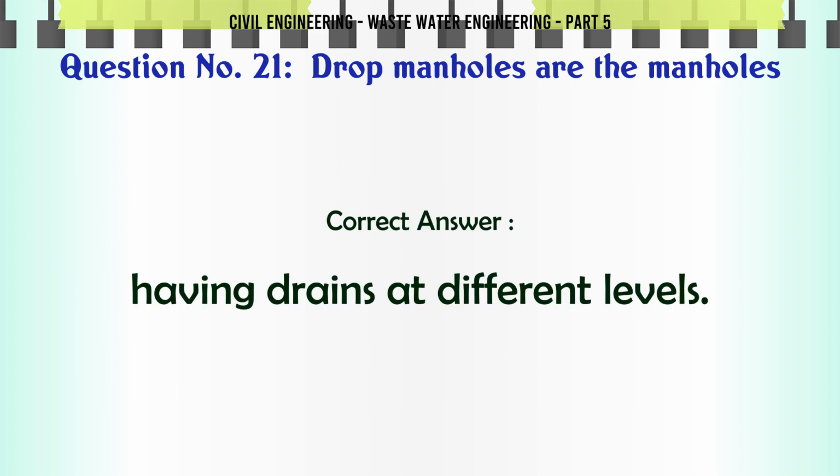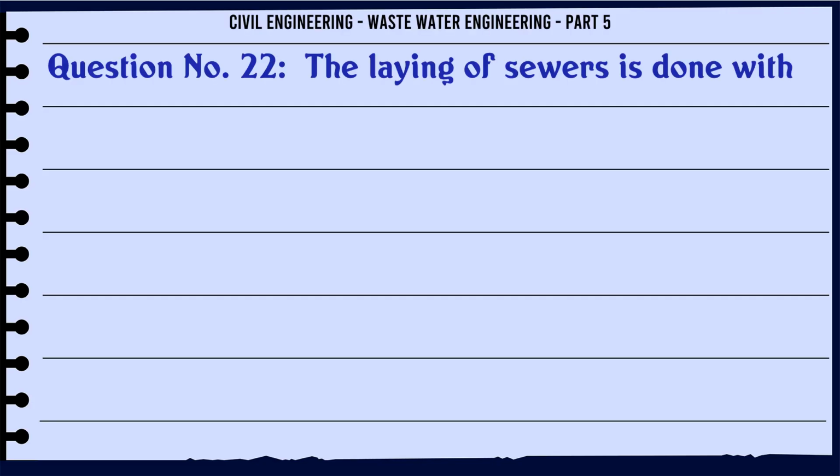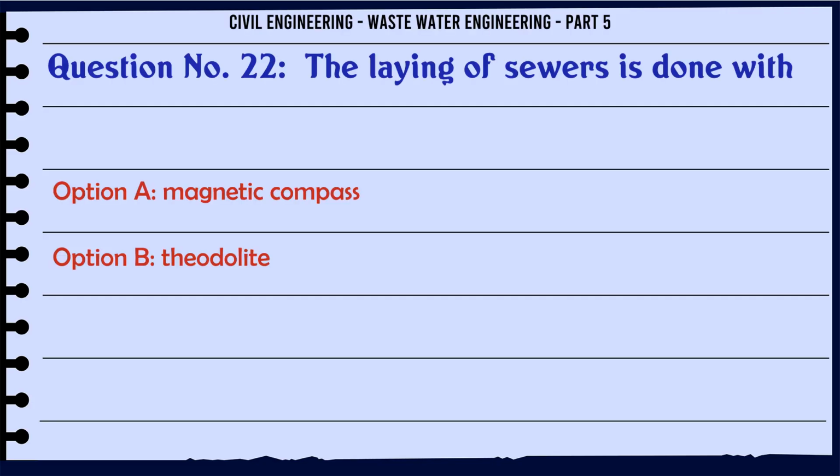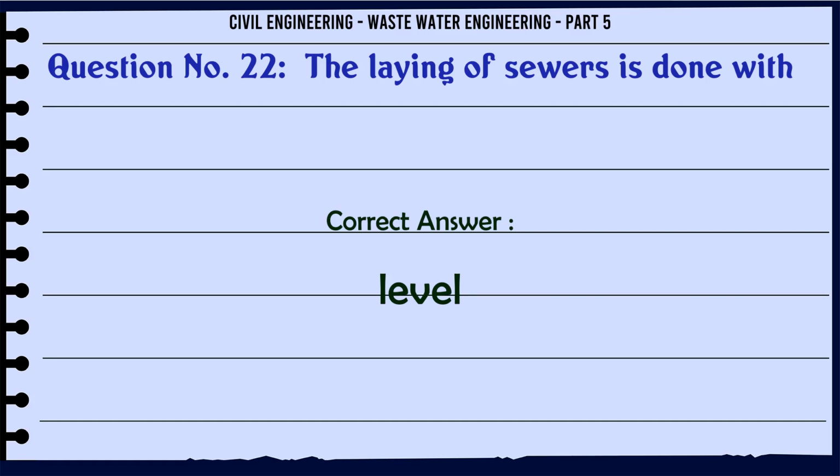The correct answer is having drains at different levels. The laying of sewers is done with A. Magnetic compass. B. Theodolite. C. Level. D. Clinometer. The correct answer is level.